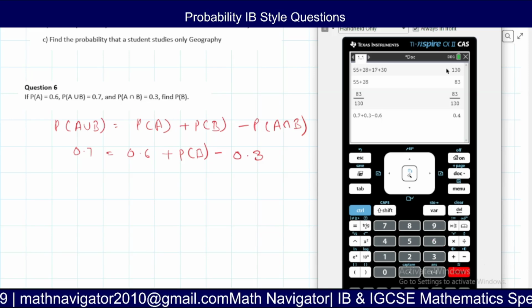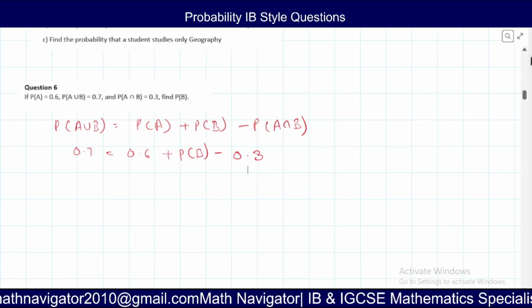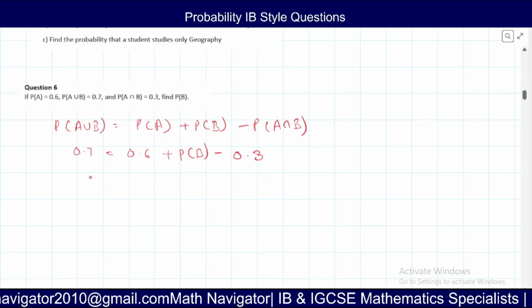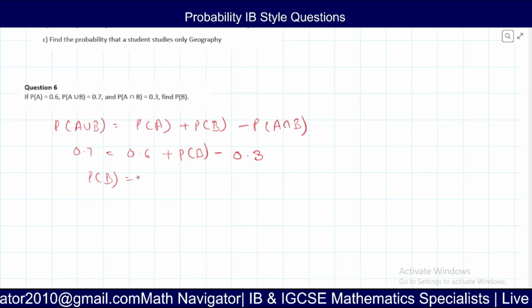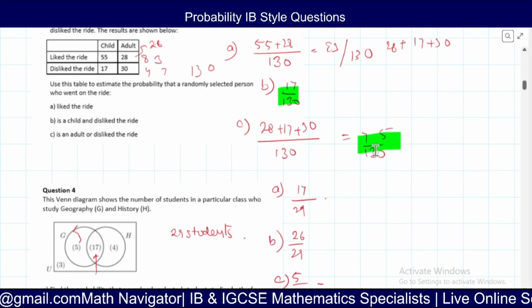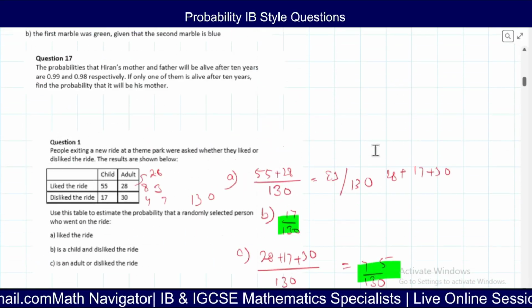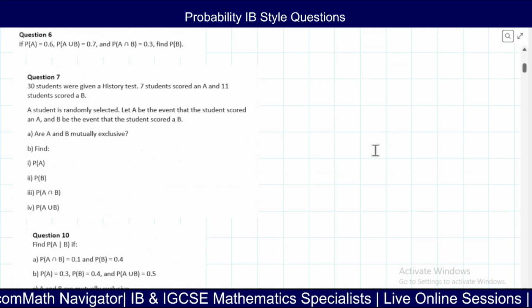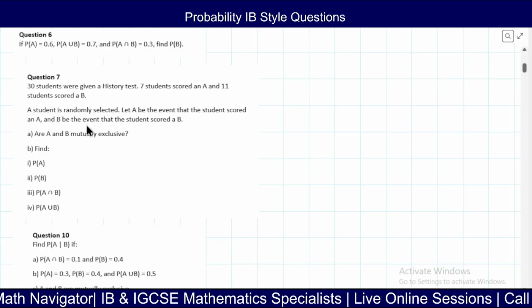So my answer is 0.4. So probability of B is equal to 0.4. Done. It was so simple, right? Let's move to the next one. This one.